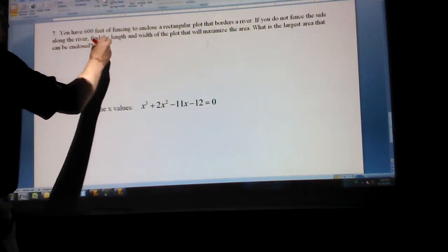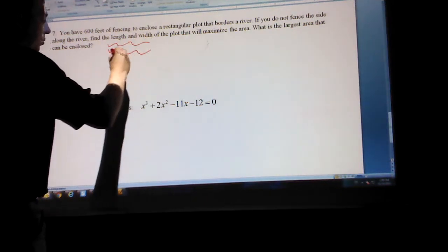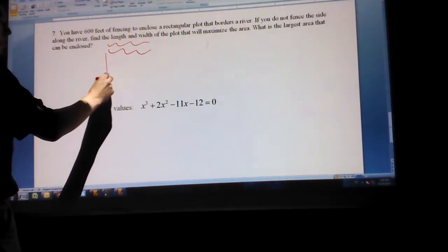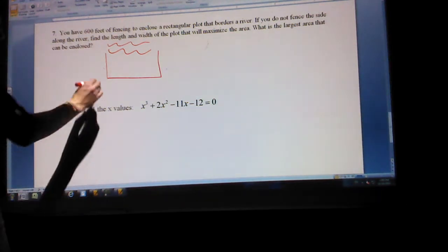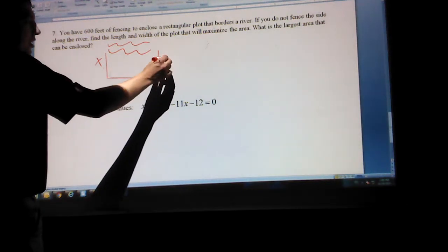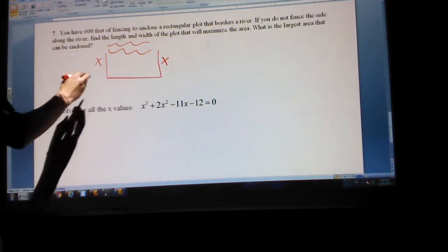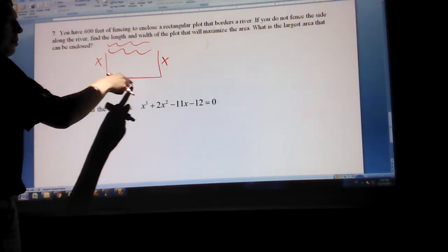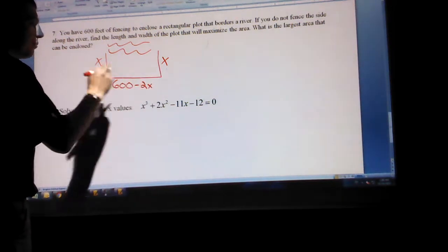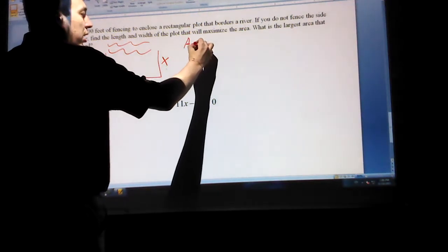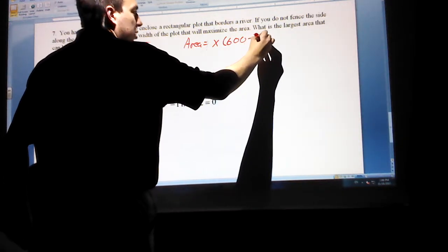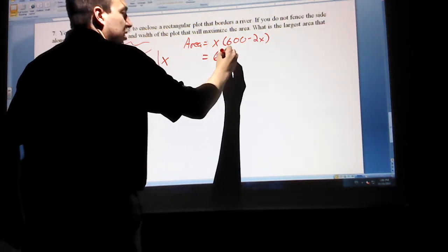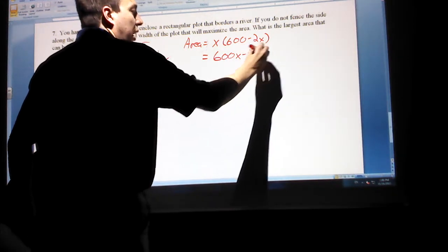All right, you've already read this problem, hopefully. You got a river, beautiful river, and you want to make a fence. So you want to make a rectangle, this side, this side, this side. We want to know what is the maximum area. Well, if this side's x, and this side is x, and we have 600 feet of fence, then we have 600. We used up x, and we used up x, so it's minus 2x. How do you find the area? You multiply. So that's going to be x times 600 minus 2x. Multiply that out, and that's 600x minus 2x squared, and we have a parabola.